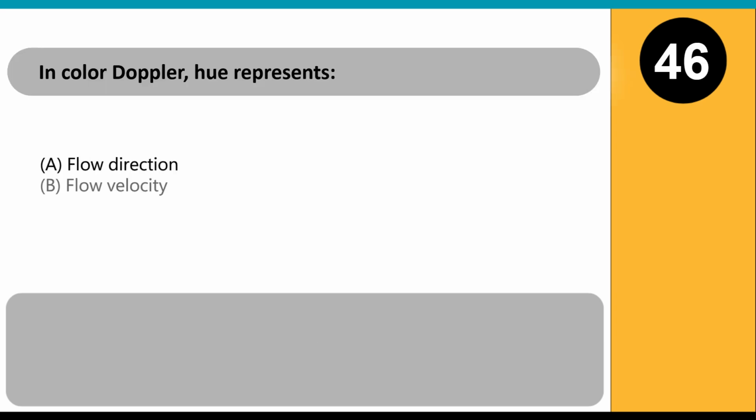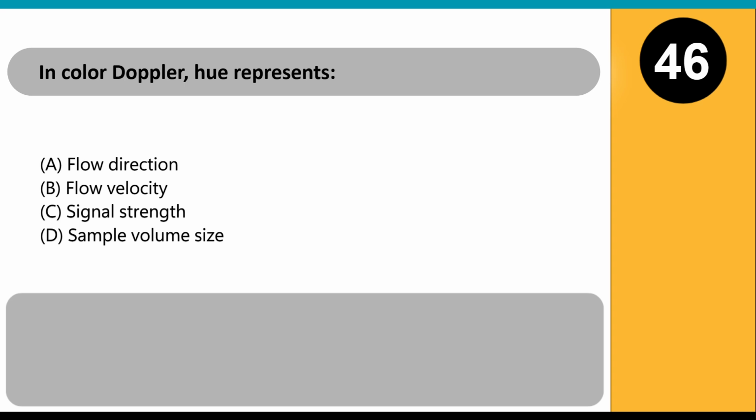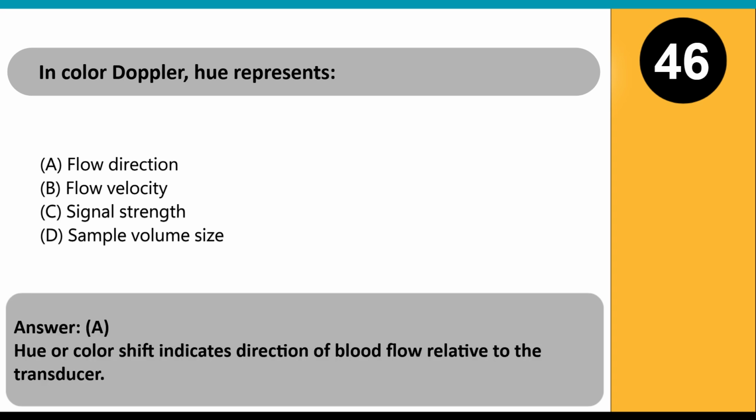In color Doppler, hue represents A. Flow direction. B. Flow velocity. C. Signal strength. D. Sample volume size. Answer A. Hue or color shift indicates direction of blood flow relative to the transducer.